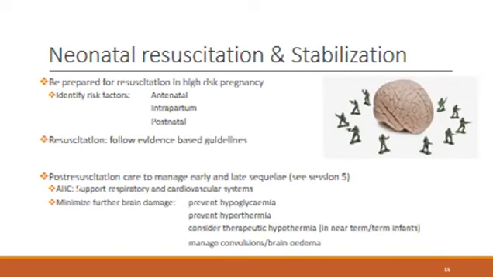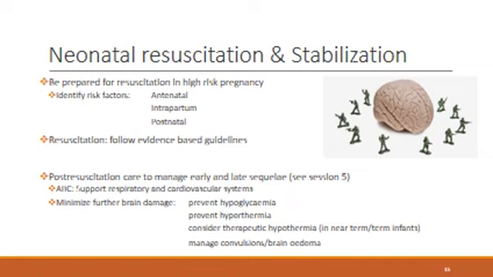High-risk pregnancy should be managed very well, and risk factors in the antenatal, intrapartum, and postnatal period should be taken into account when planning for the delivery and the management of the newborn. For resuscitation, please follow the evidence-based guidelines. And then, very important to focus on the post-resuscitation care to manage the early and the late sequelae that may follow hypoxic ischemic events for the fetus.